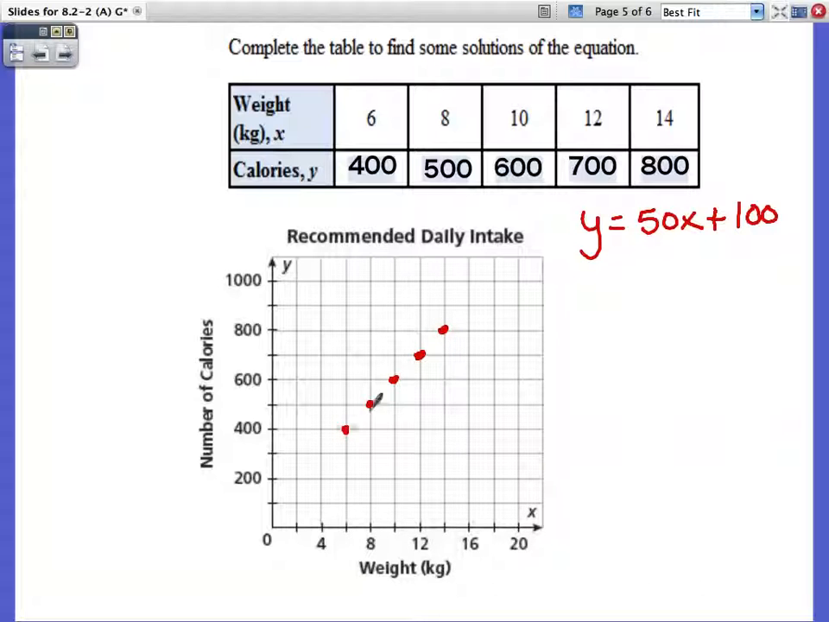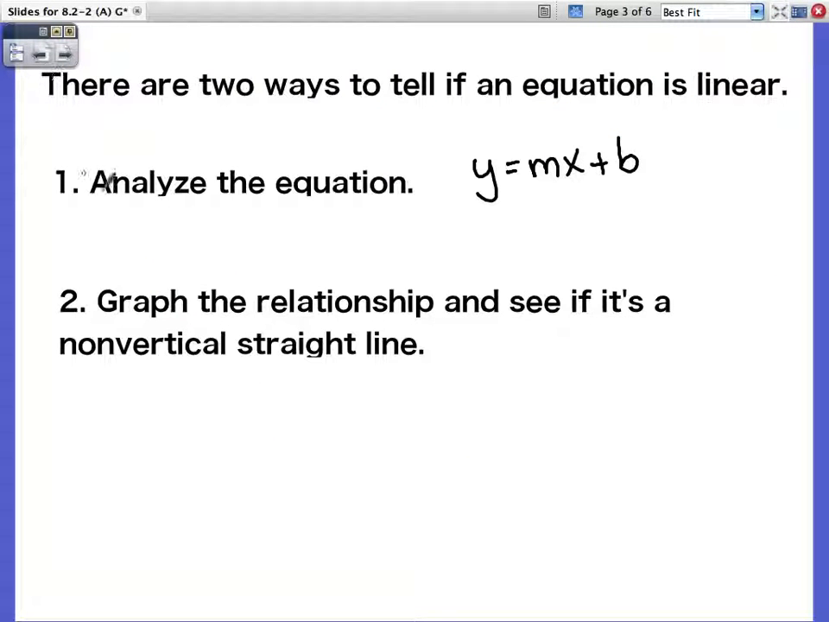Okay. Now we look at these points that we plotted and we ask ourselves, do they all fall on a straight line? And of course, you know, the answer is yes. And I'm not very good at drawing straight lines, so forgive me. But this graph would continue up and extend forever in both directions, and it is a straight line. So using this method, we know that it must be a linear function. We graphed the relationship and saw that it was a non-vertical straight line.